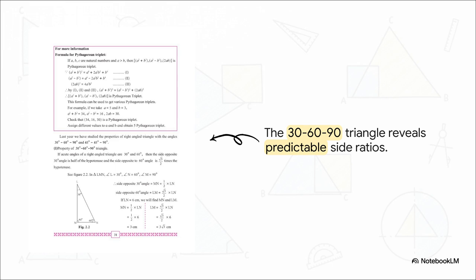The brilliant thing about this is, if you know the hypotenuse, you instantly know the exact lengths of the other 2 sides without doing any complex algebra at all.